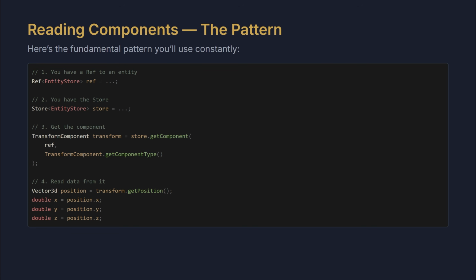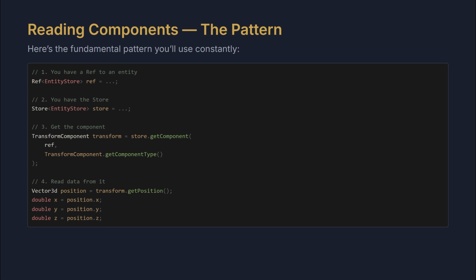So here's how you read components. Here's the fundamental pattern you will use constantly. First, we have a ref to an entity. Then we have the store. Then we need to get the component from the store for this ref, for this pointer to an entity. As you can see, we don't use the entity itself. We just work with pointers, like the ref in step 1, and the entity store in step 2.